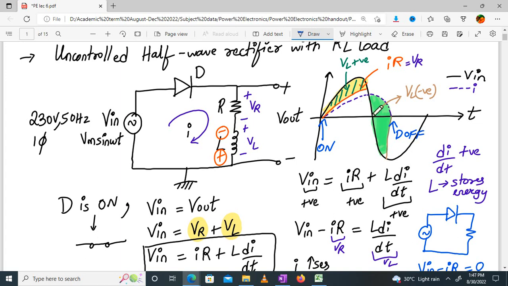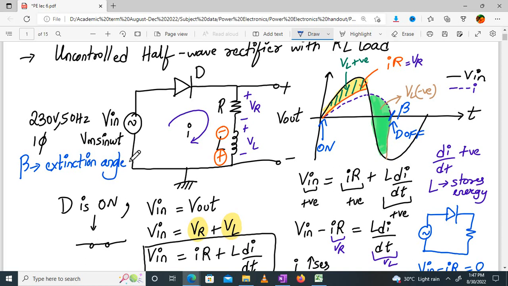So to mathematically find this value, this is called beta. And this beta is called the extinction angle. And this will be applicable to SCR also. That's why I'm not directly explaining SCR, I'm explaining with the diode first.